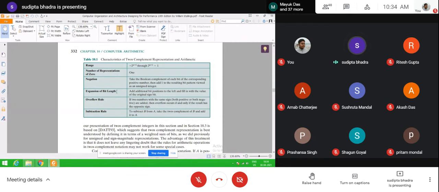Then expansion of bit length. Here, add additional bit positions to the left and fill in with the value of the original sign bit. So expansion of bit length is also allowed in two's complement. Then the overflow rule: if two numbers with the same sign, both positive or both negative, are added, then overflow occurs if and only if the result has the opposite sign.